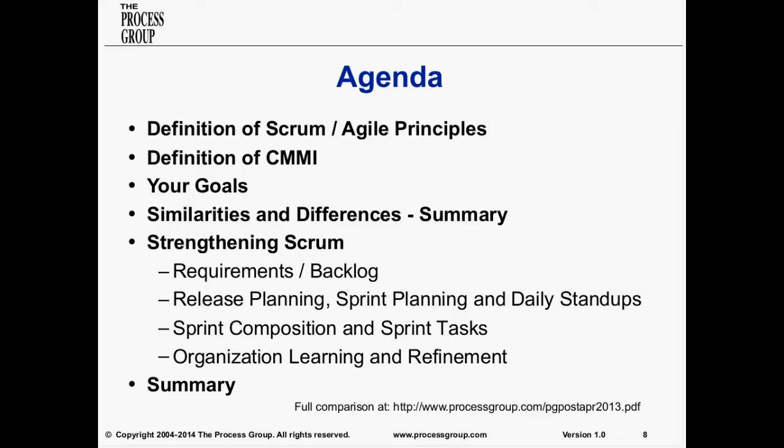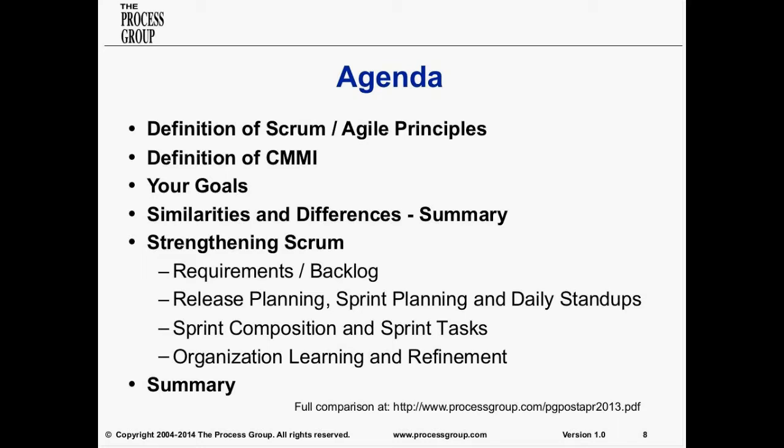So the agenda for today, the first 4 items are very brief, and then we'll spend most of our time on the last 2. So the definition of Scrum and Agile, very brief summary, the definition of CMMI, and then we'll discuss your goals, because the question becomes, what do you want to add to Scrum and Agile to improve the problems you have and the goals you have too.